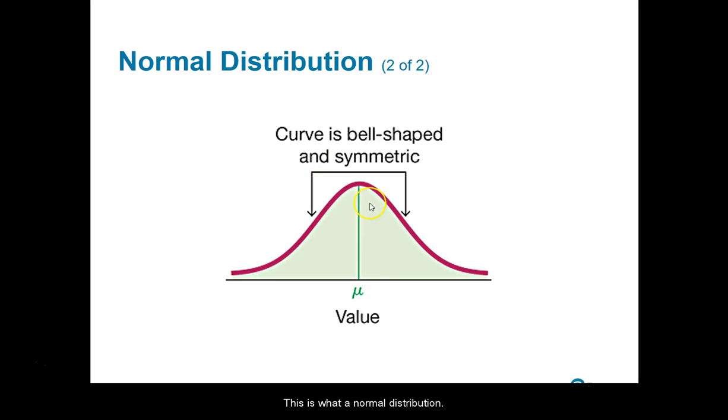Alright, so this is what a normal distribution looks like. It is often called a bell curve, or you can see that it is bell-shaped, and it is symmetric about mu, our central point. If it is a standard normal distribution, mu will be 0.